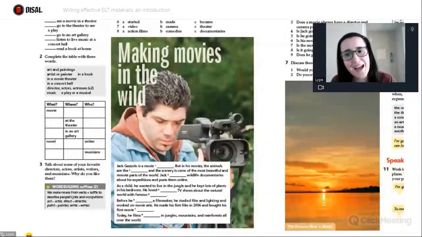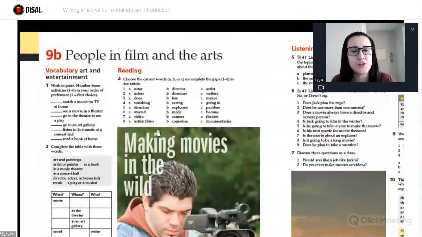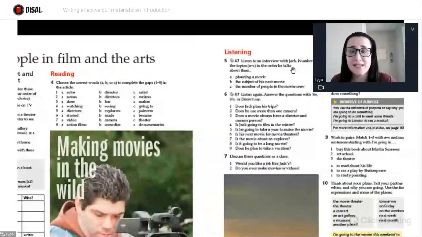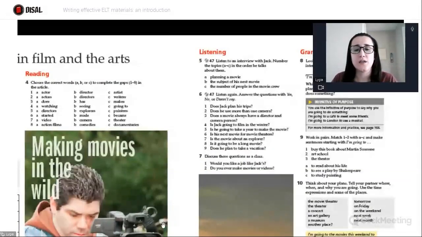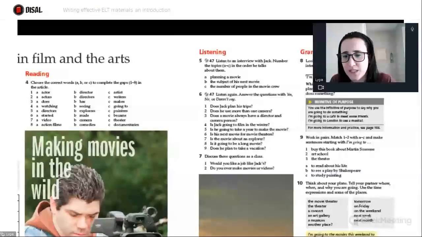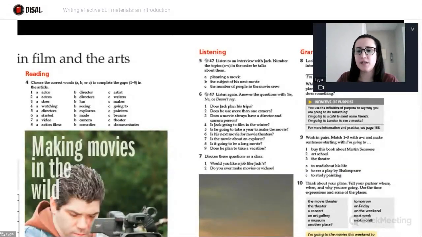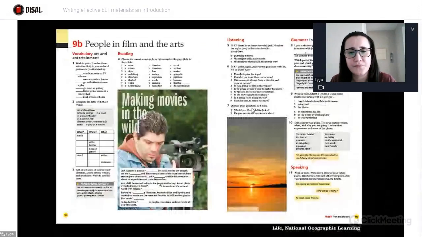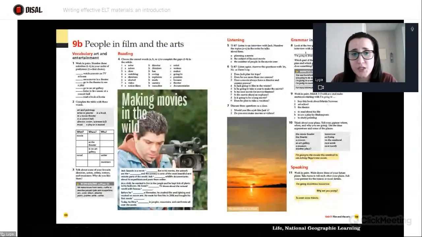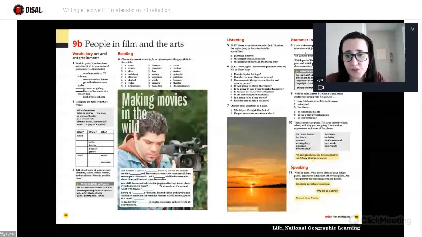Engaging images, titles. Yes, Rosemary, that's right. Nobody had mentioned the titles yet. So look, here we have people in film and the arts, also some headings, vocabulary, reading, listening. So it's very easy to navigate through this material as well. Variety of activities. Very nice, everybody. So I believe we've covered some very important features of effective materials today.